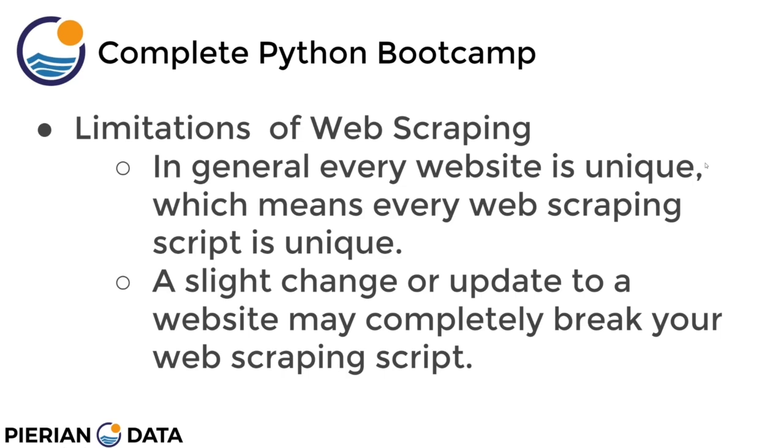In general, every website is unique, which means, unfortunately, every web scraping script is unique. So you can't really just take one web scraping script in Python and easily apply it to any other website in the world. Since every website's HTML code is going to be unique to that website, more than likely you're going to have to adjust your script in order to fit other websites. And keep in mind that any slight change or update to a website may completely break your web scraping script.